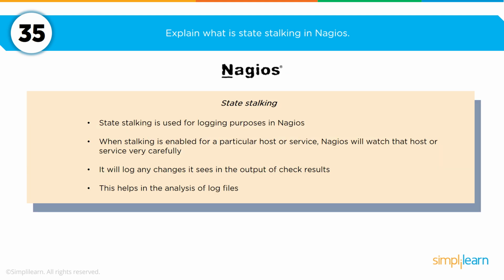So finally, explain what state stalking is in Nagios. There are really 4 options here when you're talking about state stalking. State stalking is used for logging purposes in Nagios. It allows you to enable, for a particular host or service, that Nagios will watch over very carefully. It will log any changes it sees in the output of the check results. And then finally, it helps the analysis of log files.